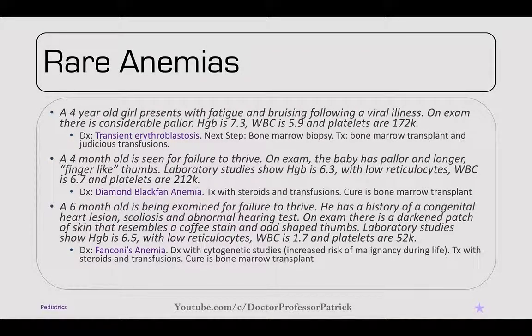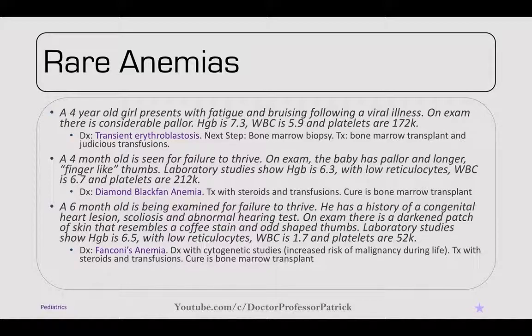So some rarer types of anemia that tend to show up on pediatric exams. If there was a 4-year-old girl presenting with fatigue and bruising after a viral illness, on exam there's considerable pallor. Hemoglobin is 7.3, WBCs of 5.9, and platelets are 172. This could be transient erythroblastopenia. The next best step would be bone marrow biopsy, and you can treat with bone marrow transplant and judicious transfusions.